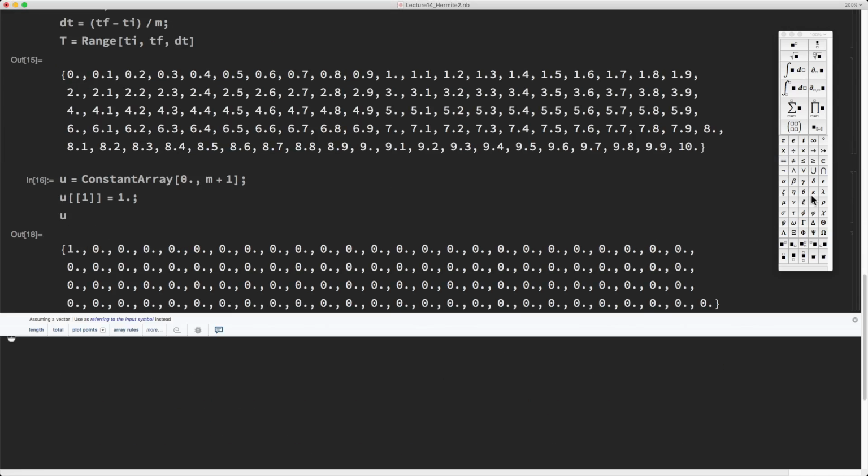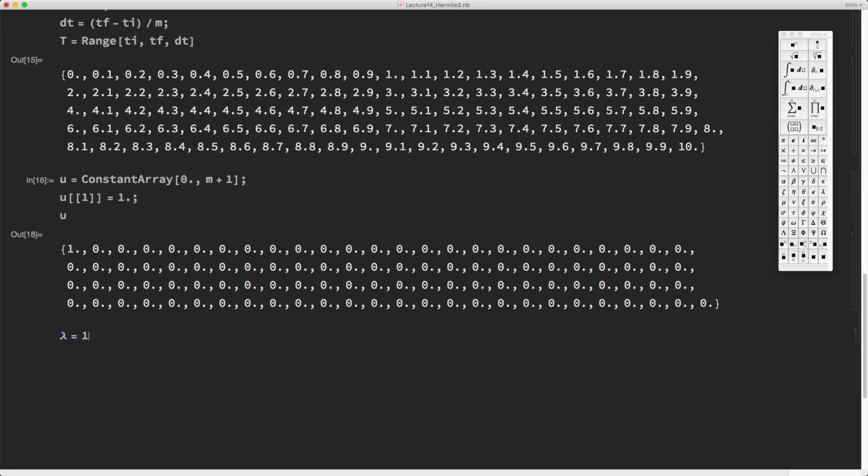So first of all, we need the value for lambda. Let's set lambda equal to 1. And then u at i plus 1 equals this expression. I have to replace this by dt and this by dt. And then the previous value of u is what multiplies this expression. And then i has to go from 1 up to the final value m. So let's do this and print out u.